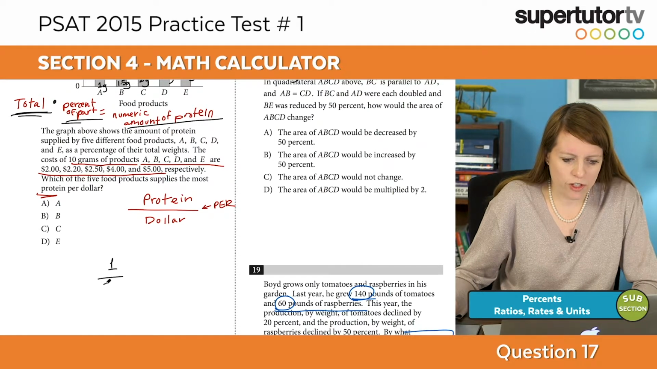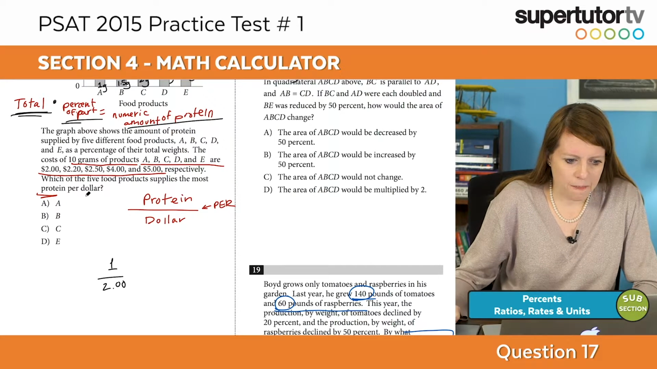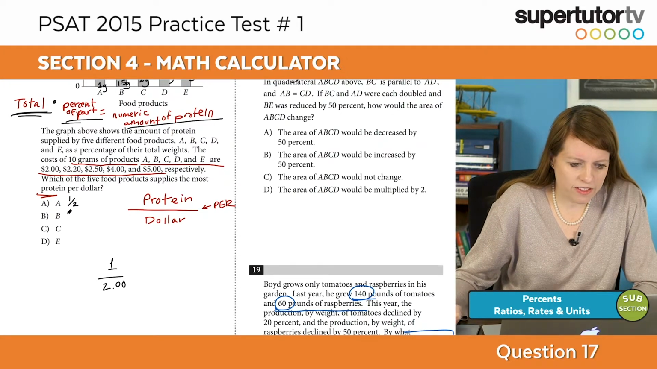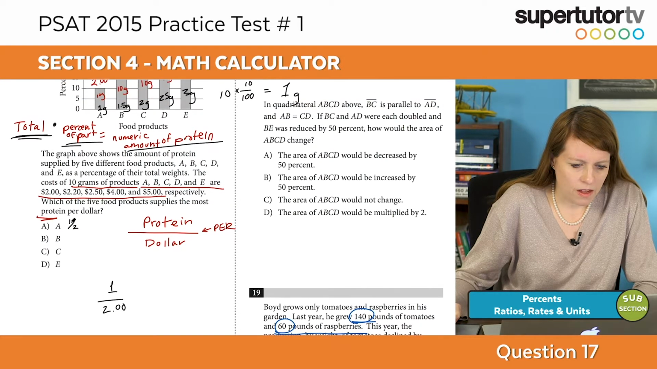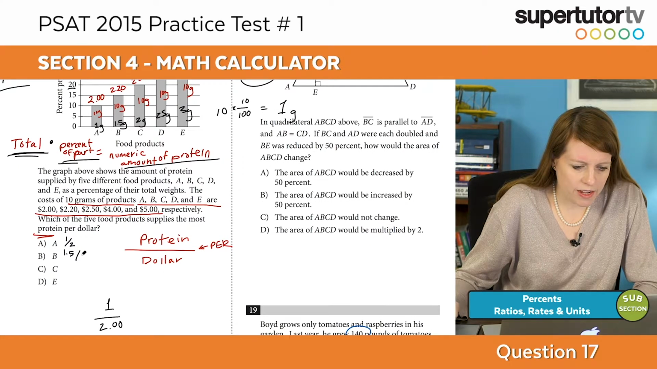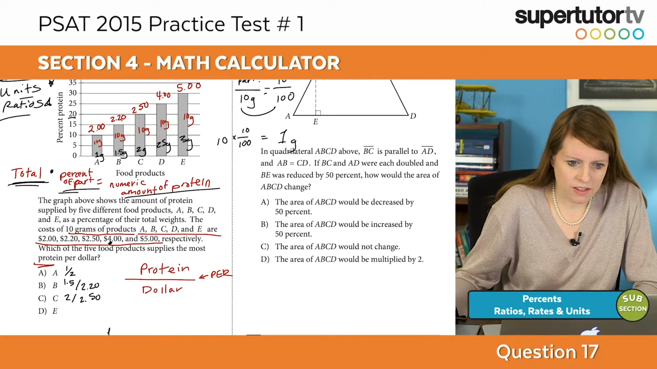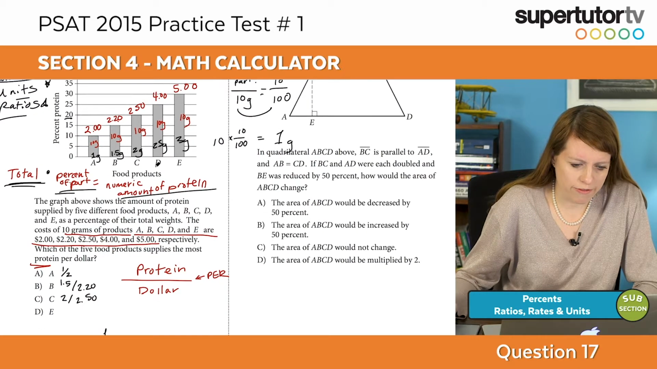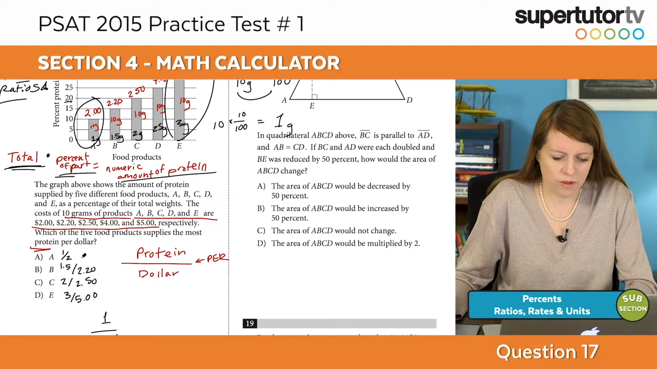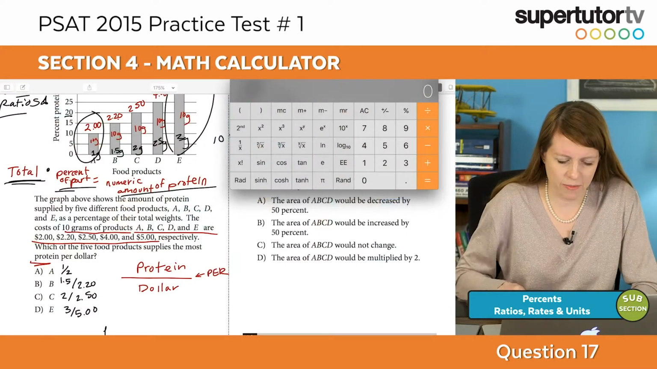I'm just doing this because I want to have it be totally precise. So I have 1 over $2, right? This is going to be 1 over $2. This is going to be 1.5 over 220. This is going to be 2 over 250. And then E is going to be 3 over $5. I'm going to go through these really fast, and now I'm just going to get out my calculator because that's the best way to do these.